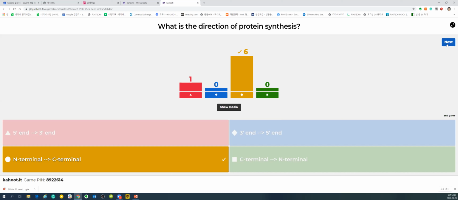5' to 3'. It is from 5' to 3'. That is important. That's from 5' to 3', not the other way. In the DNA synthesis case, the template direction was 3' to 5'. For protein synthesis, the template direction is starting from 5' to 3'. Okay?